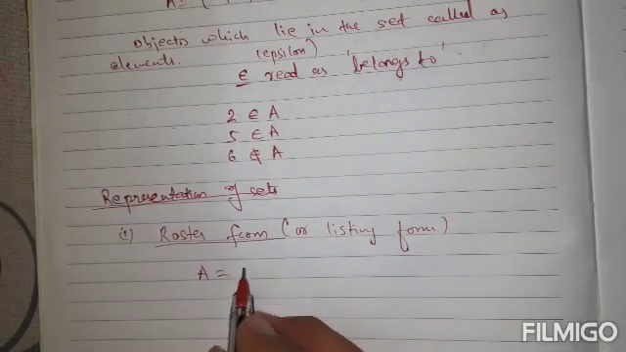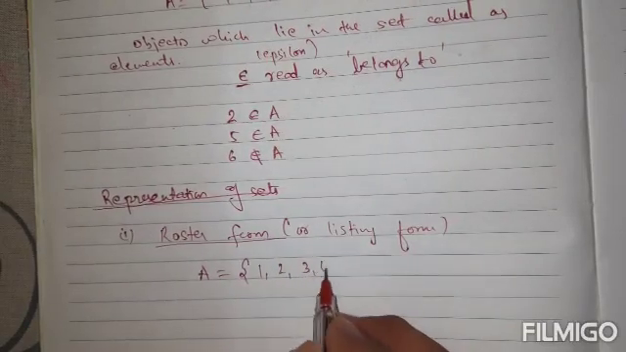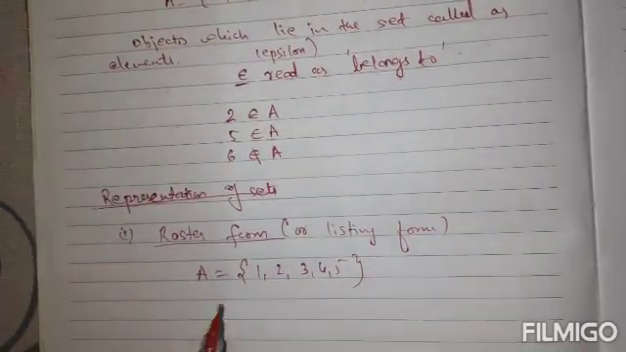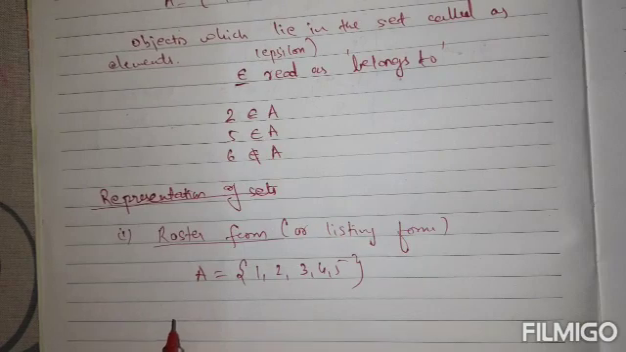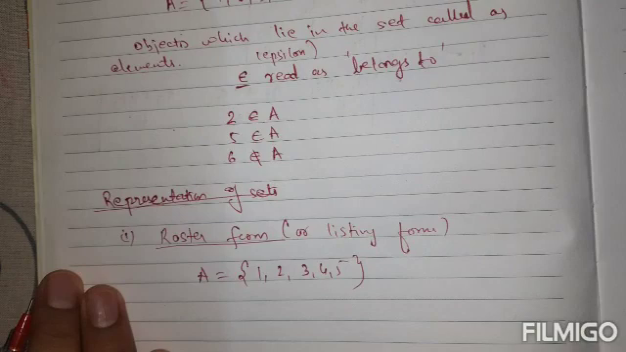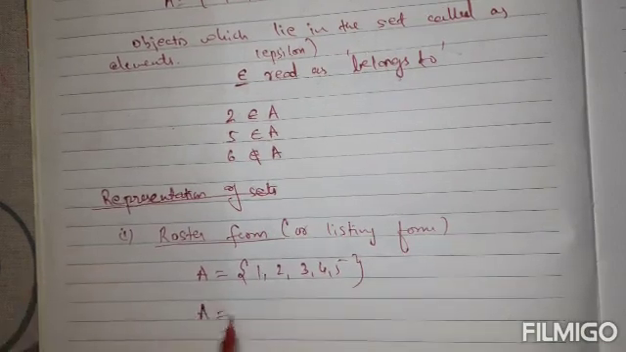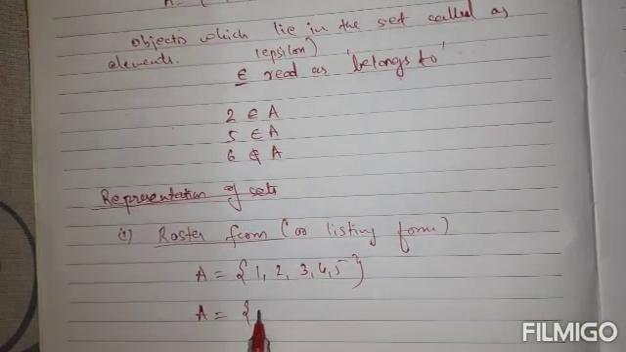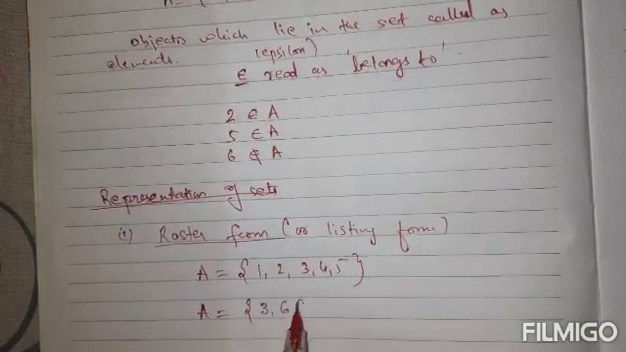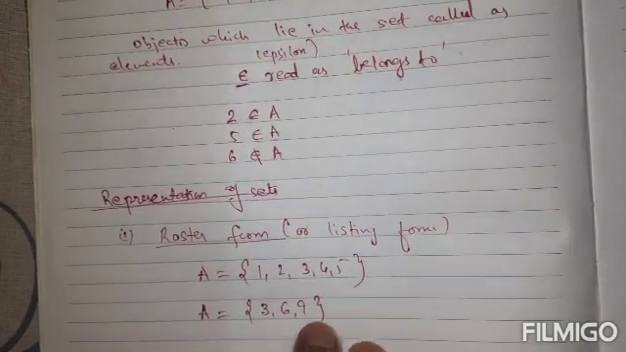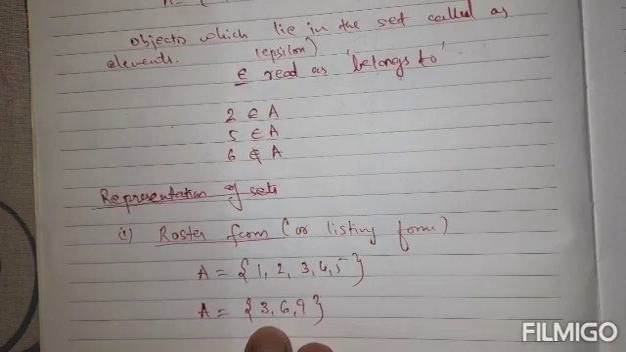Like the set of first 5 natural numbers, this one is roster form. Here actual elements are written in this set. Similarly, the set of positive multiples of 3 less than 10 are 3, 6, 9. This is also roster form. The set of multiples of 3 less than 10. So these are roster form.